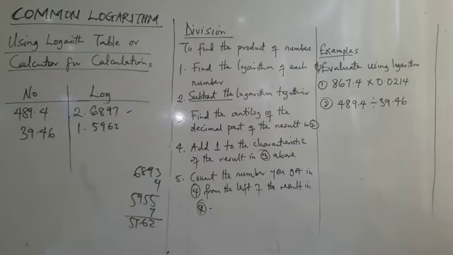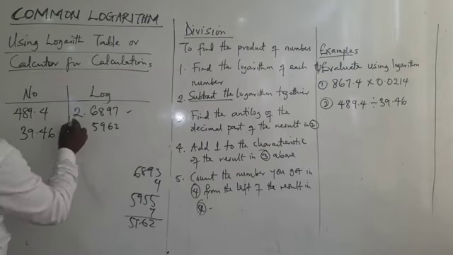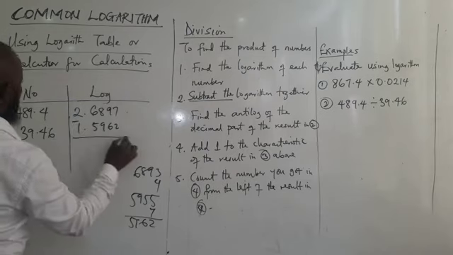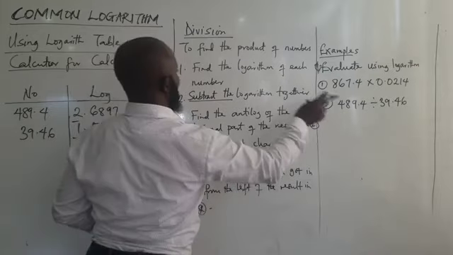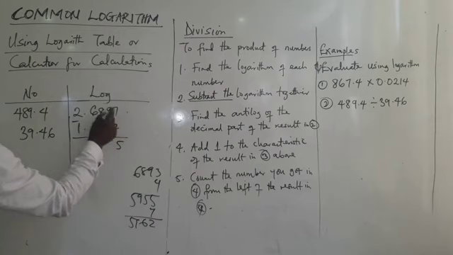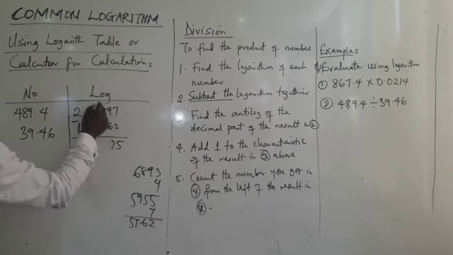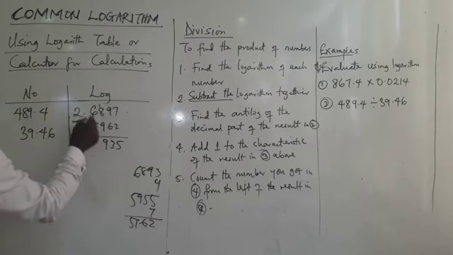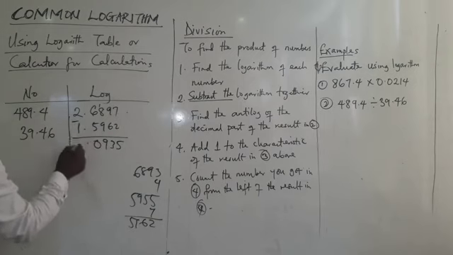Is that clear? So let's now subtract here. We're going to subtract because what we have there is division. So we're going to subtract as we have it here. So 7 minus 2, that gives us 5. 9 minus 9 is 0. 6 minus 5 is 1. 2 minus 1 is 1.